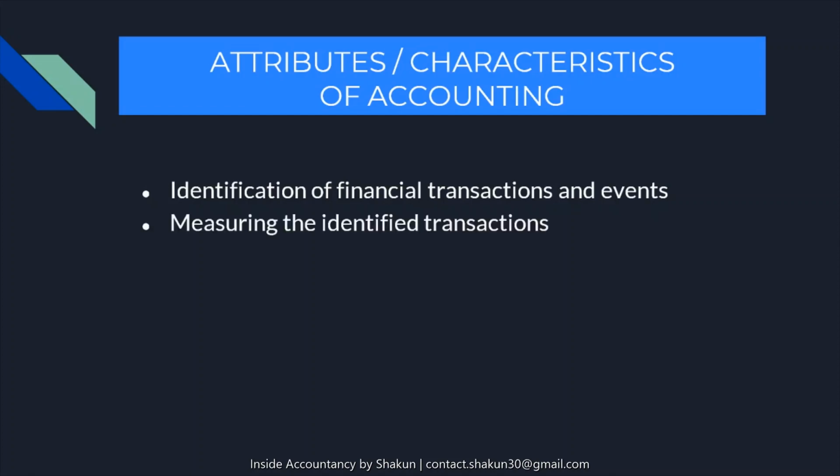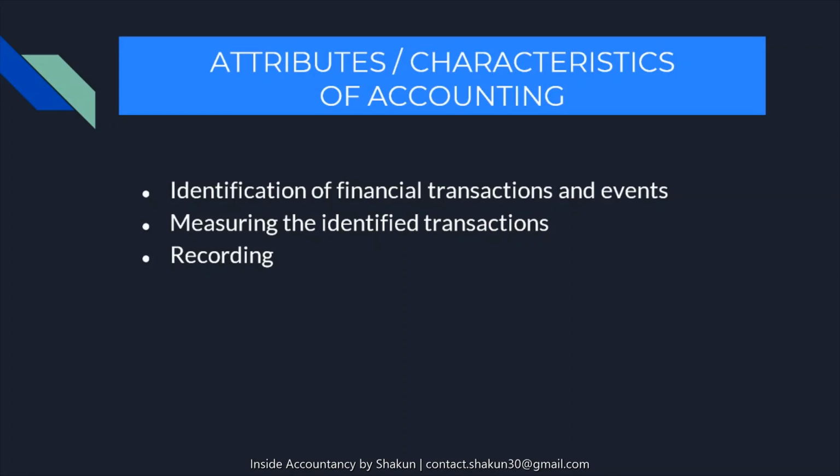The next characteristic is measuring the identified transactions. So once the transactions are identified, the transactions which can be expressed in terms of money, only those transactions will be eligible to be recorded in the books of accounts. An event which cannot be measured in terms of money is not recorded in the books of account. For example, an event like quality of management team or appointment of a new manager. These are qualitative transactions and cannot be expressed in monetary terms, hence they would not be recorded.